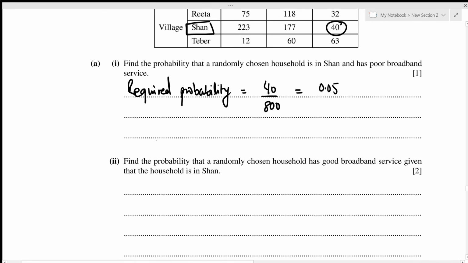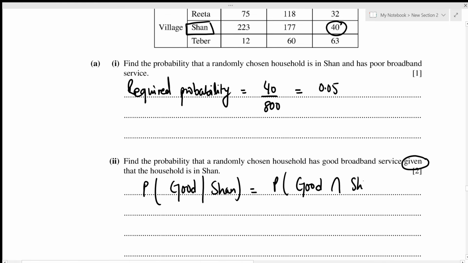Now, for the second part, we need to find the probability that a randomly chosen household has good broadband service, given that the household is in Shan. So the required probability is that it has a good broadband service, given that the household is in Shan. So this is just going to be the intersection of the two events, which means that the household has good broadband service and the household is in Shan, divided by the probability that our household is in Shan.